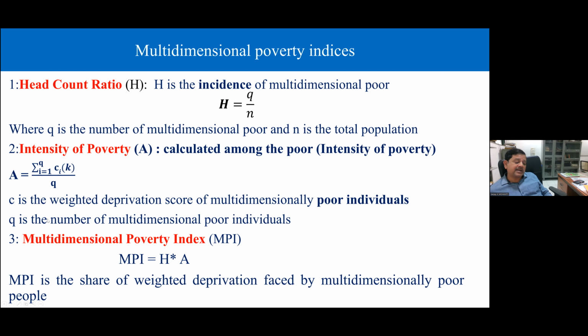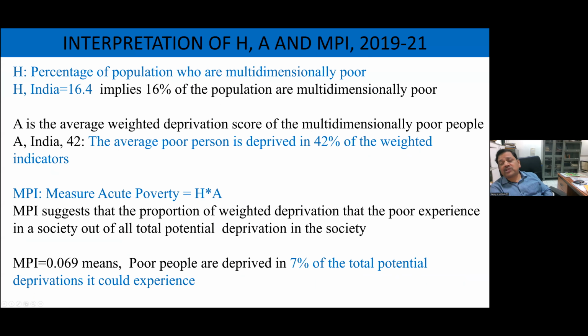Now the multidimensional poverty index is nothing but a multiplication of H and A. So you have your incidence, multiplied with depth. That gives you what is known as the multidimensional poverty index. Now we will further see how the interpretation comes with a number.